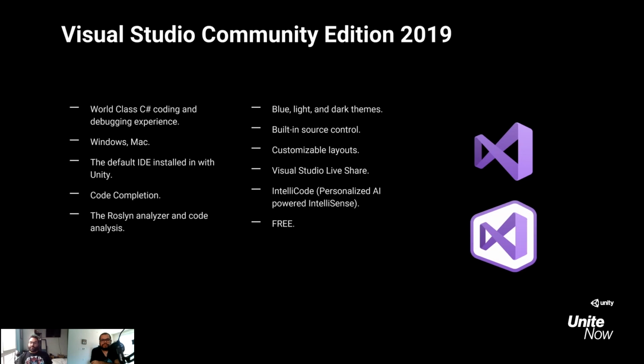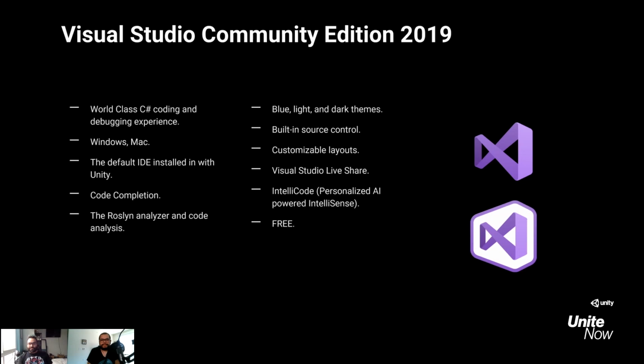Visual Studio includes different themes also. It has built-in source control, which I'm excited to talk about today because we just released a new experience. There's customizable layout, so you have different windows. Just like Unity, you can customize your windows inside of Visual Studio. And Visual Studio for Windows also has really cool features that I'm really excited about, like Visual Studio LiveShare. Also, IntelliCode. IntelliCode is the same as IntelliSense or the code completion that we talked about earlier, but it is powered by an AI in the backend.